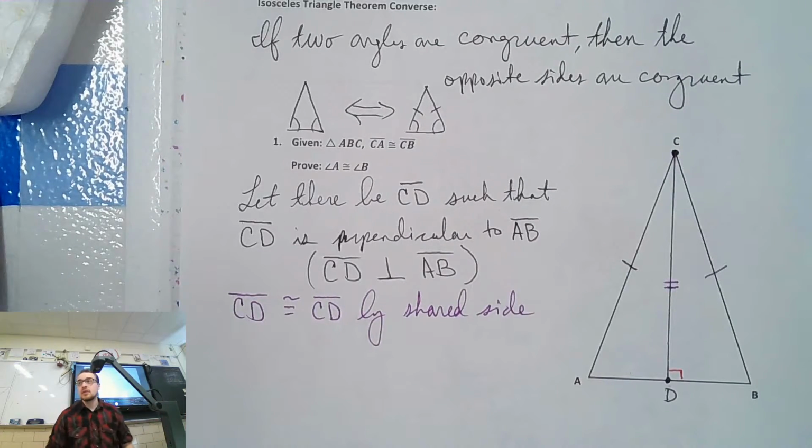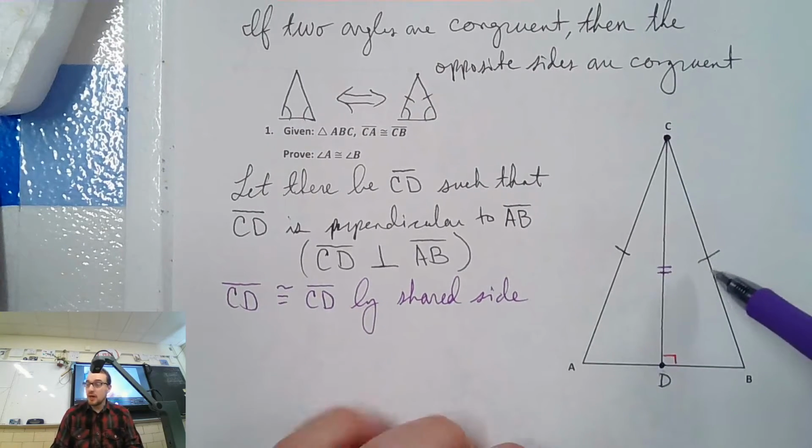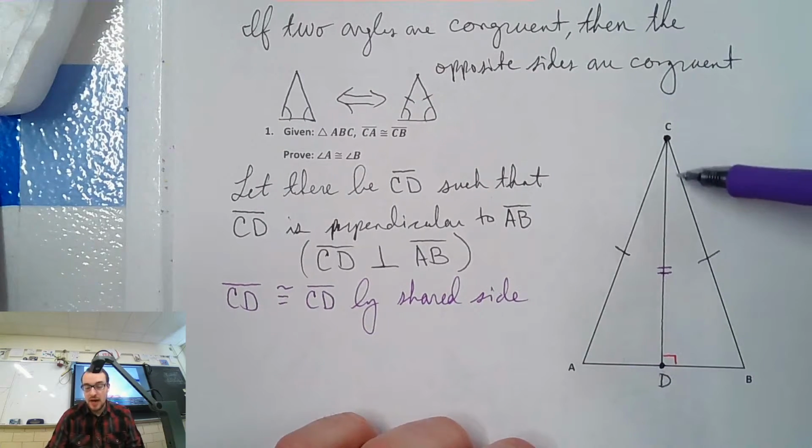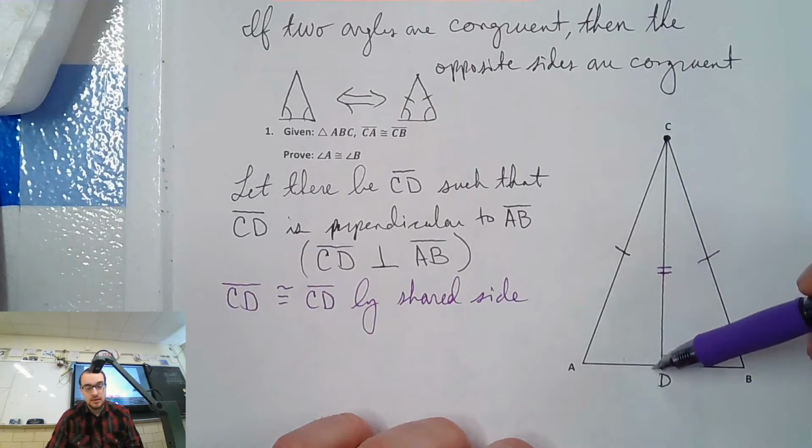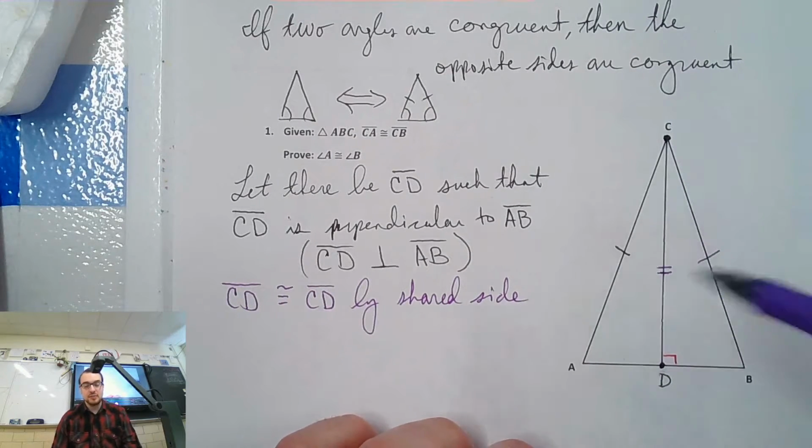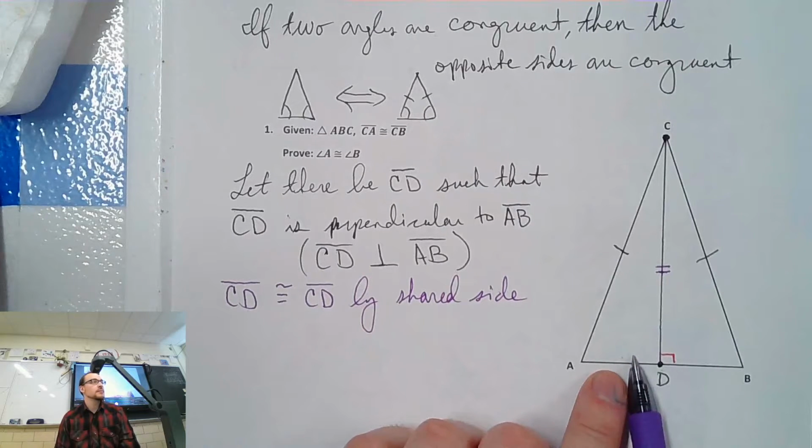Everybody cool with that? Remember that from the quiz, right? And now, for this triangle, looks like we have HL, right? We have hypotenuse and a leg. And for this triangle, we have hypotenuse and leg, but why can't we use HL for this triangle? We can use it for this one. Why can't we use it for this one?